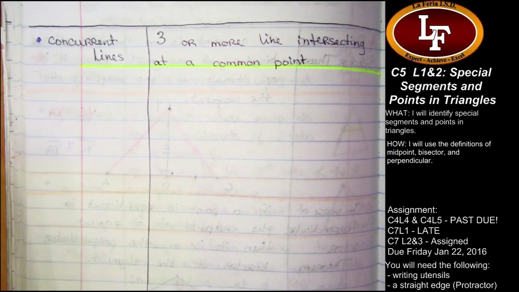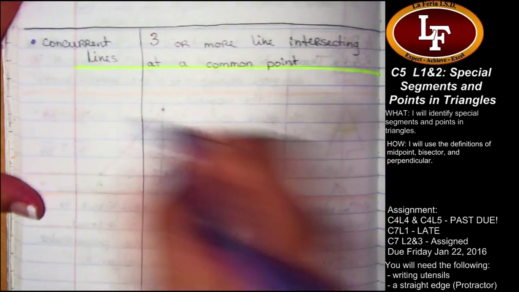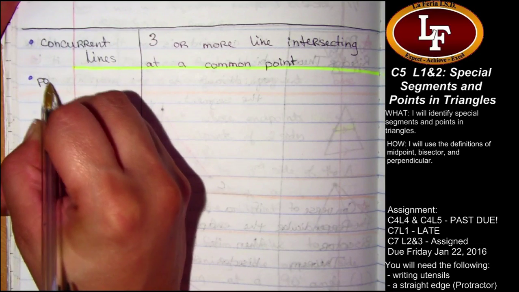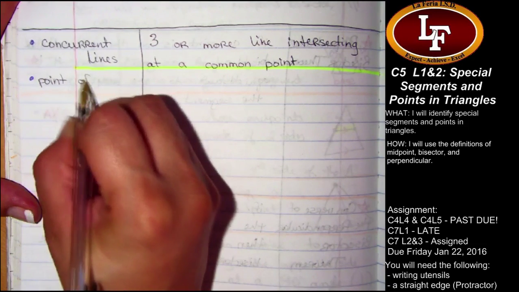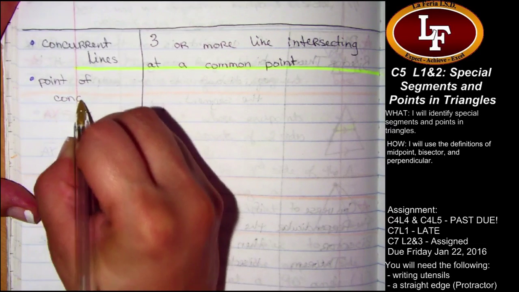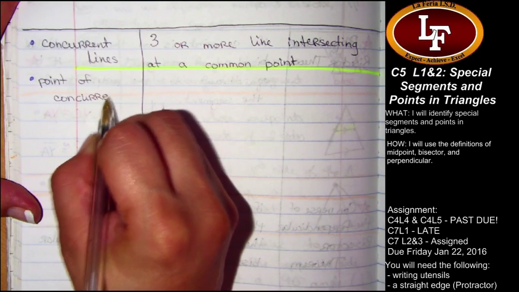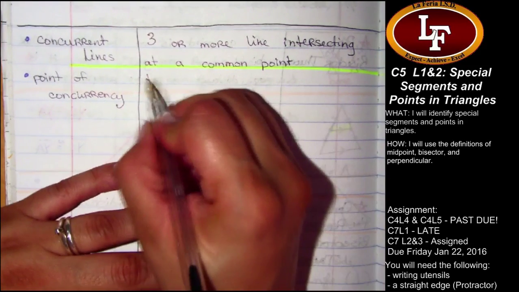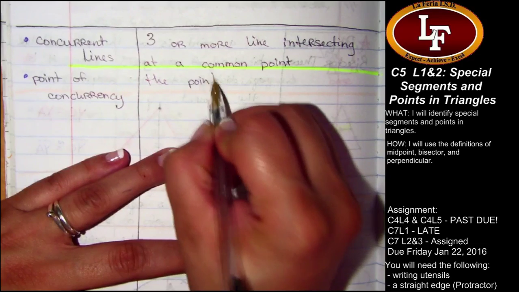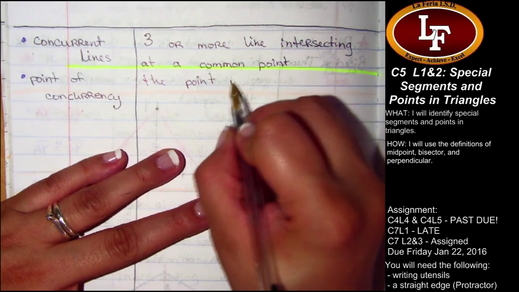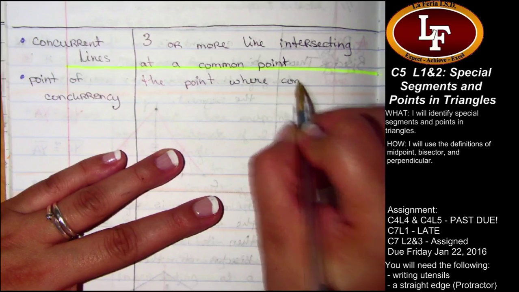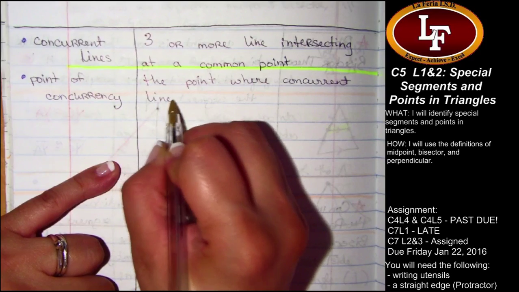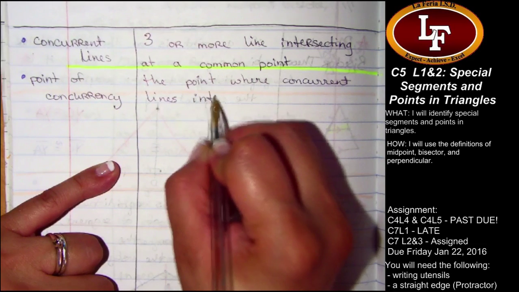The next fancy new word that you need before we can start talking about these special points. Are we going to be drawing today too? We are going to be drawing some data today too, yes. Is the point of concurrency. This is the point where those concurrent lines intersect. So the point of concurrency is the point where concurrent lines intersect.